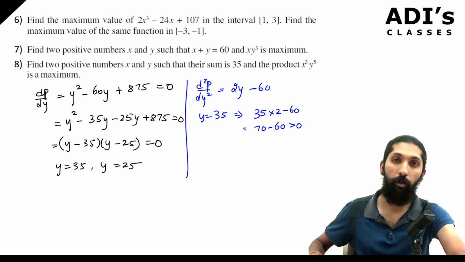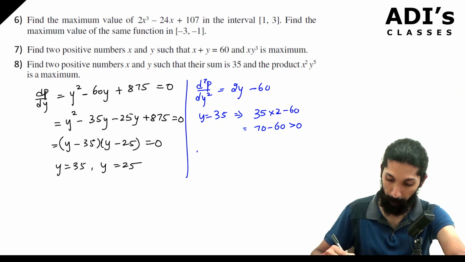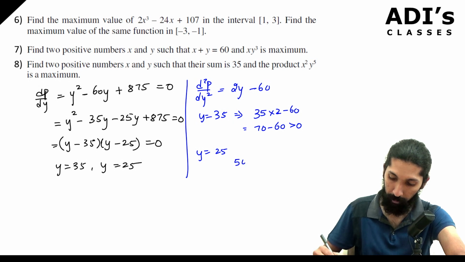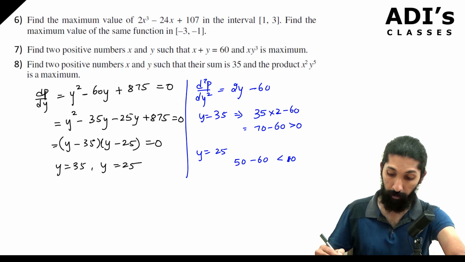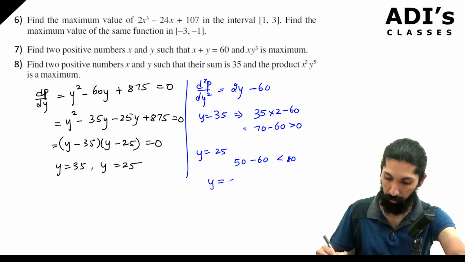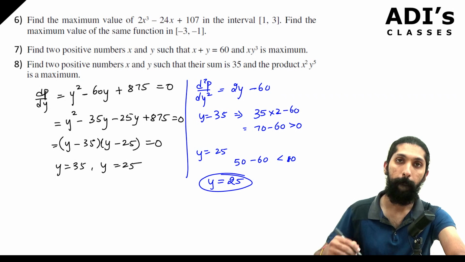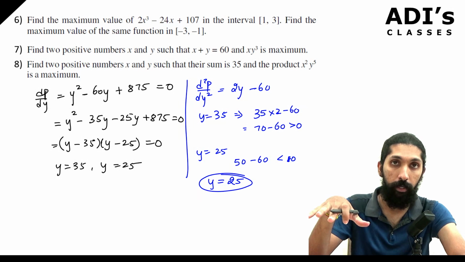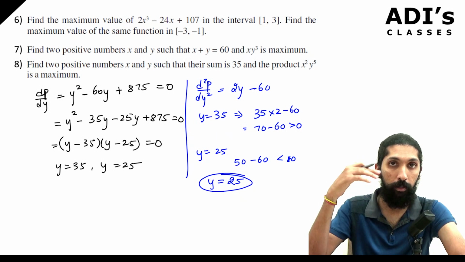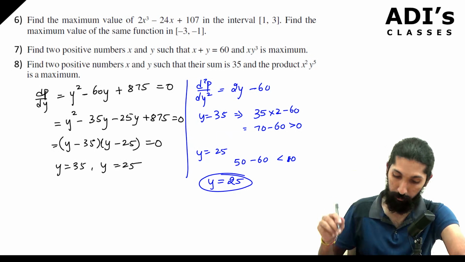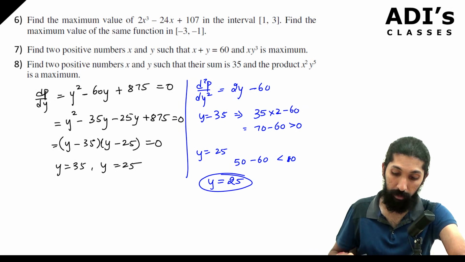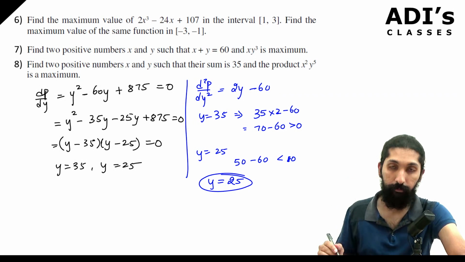So check for 25. Obviously, it's going to become negative. But still, if you take y as 25, you'll get 50 minus 60, which is less than 0. Correct? So that means our value is what? y is equal to 25. Isn't it? So at y is 25, the product x square y power 5 is going to be maximum. So we take this y as 25 and substitute back in the particular function.